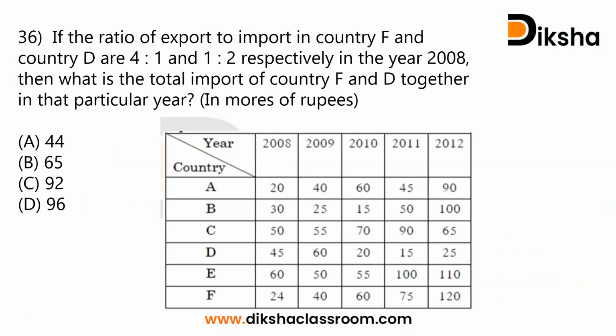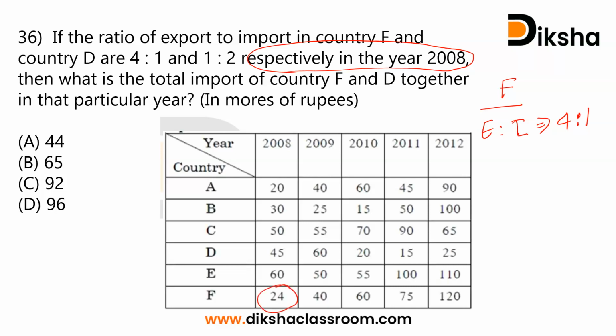First question, if the ratio of export to import in country F and country D are 4:1 and 1:2 respectively in the year 2008, then what is the total import of country F and D together in that particular year? So the question is regarding import of F and D in the year 2008. The table has given export, but they have given the ratio of export to import of F and D. So first of all, let's consider F. The ratio of export to import is 4:1 in the year 2008.